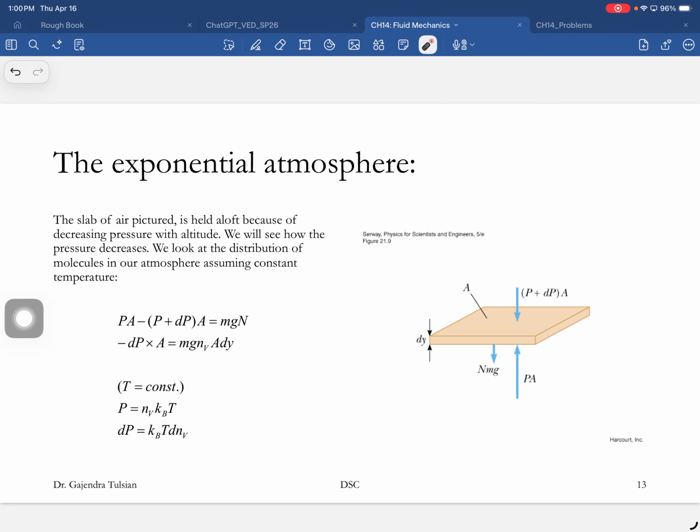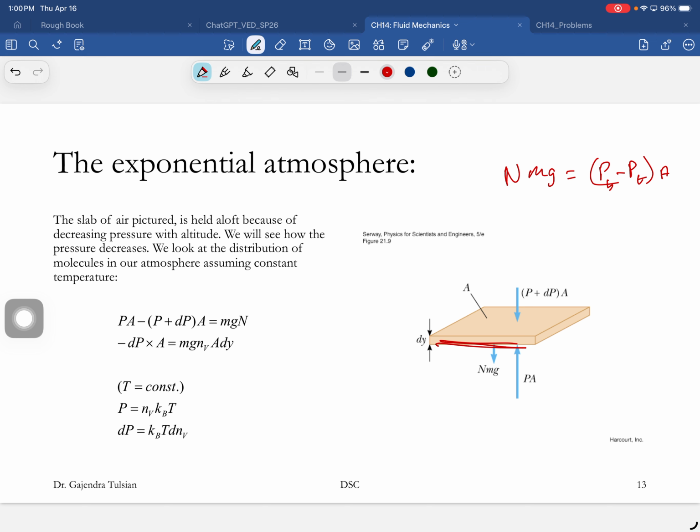So this is the number of air molecules, and this is the weight of each air molecule. mg is balanced by the pressure at the bottom minus the pressure at the top, times this area. So that's the equation. Now, initially we'll derive something. You guys know the ideal gas law. What is the ideal gas law? PV equals nRT.